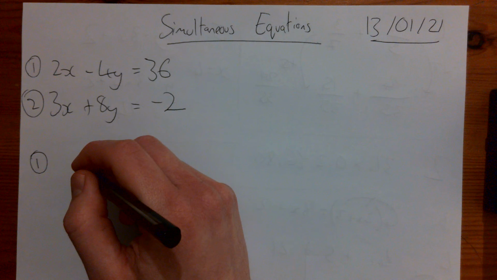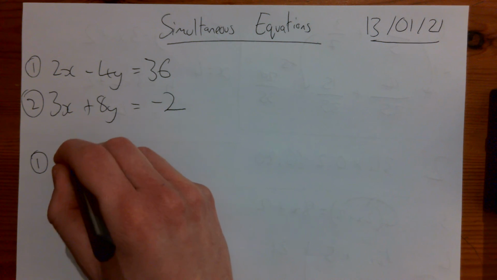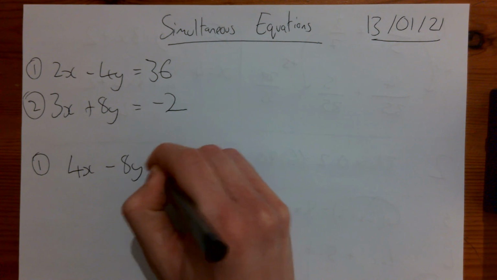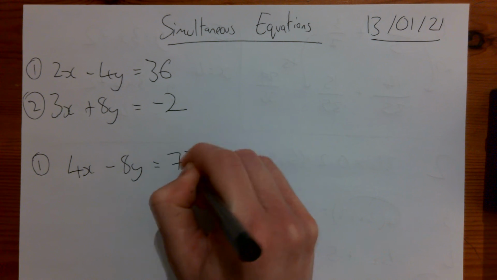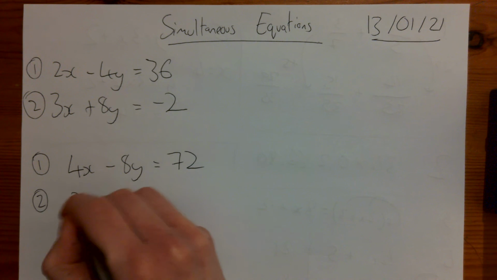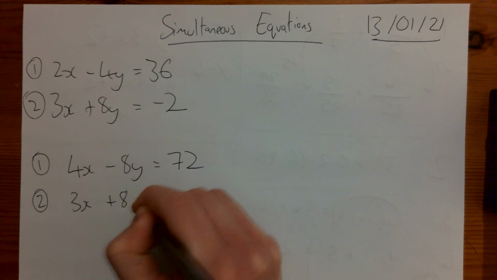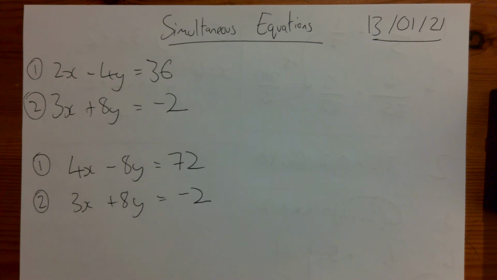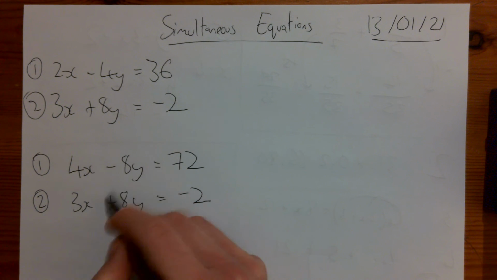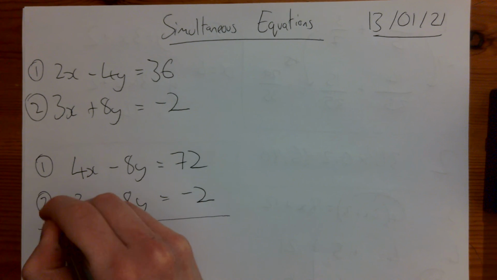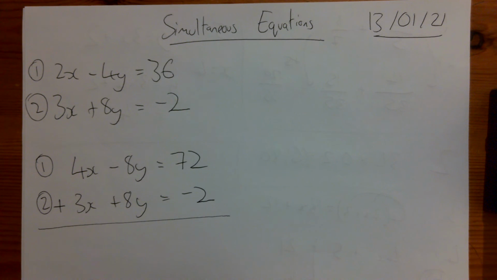And when I multiply that through by 2, it's going to give me 4x minus 8y equals 72. And if I write equation 2 underneath, I can see that I've got that matching coefficient of the 8. And like I said before, because it's a minus here and a plus here, to make them cancel out, I need to add the equations together. Do that now if you're working along, pause the video.